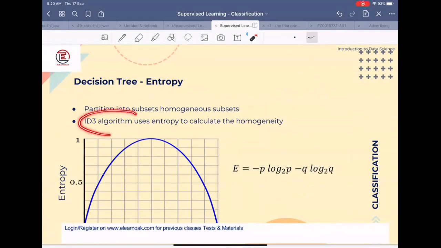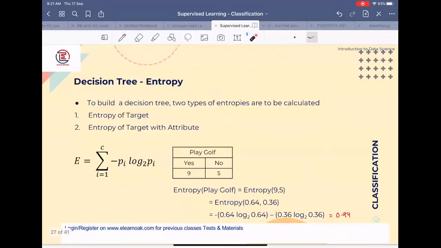Nonetheless, this is the algorithm that we would want to implement for creating the decision tree. And this algorithm requires us to understand the term entropy. Now, to build a decision tree, there are two types of entropies that we have to calculate. One is the entropy of the target, and the second is the entropy of the target with an attribute, with a feature. Here we will look at the entropy of a target.